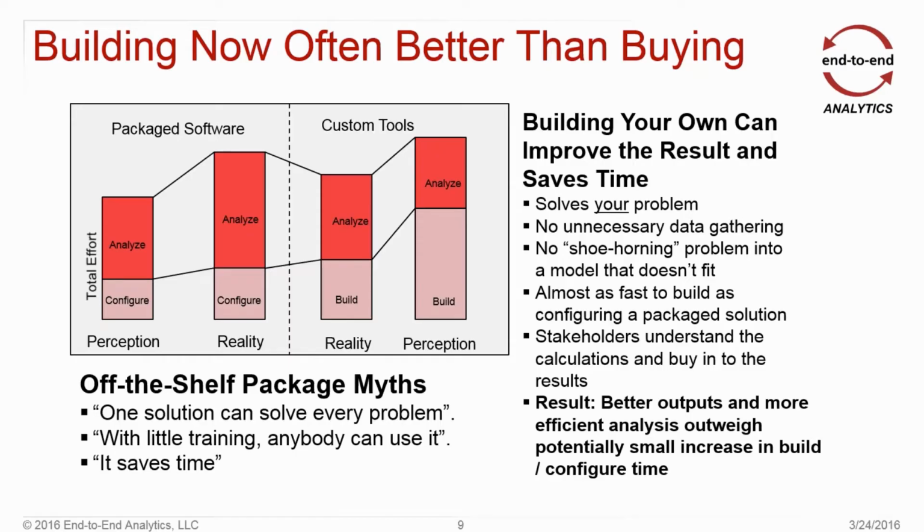So on the left and right hand side, we have packaged software and custom tools, and underneath you'll notice they're flipped on the two sides. On the outside of the chart there is the perception, and on the inside, two stacked bars, we have the reality. And the height of each box is proportional, notionally, to the total effort involved.